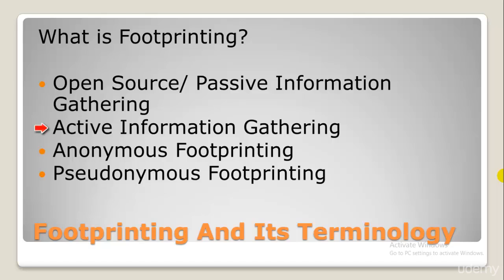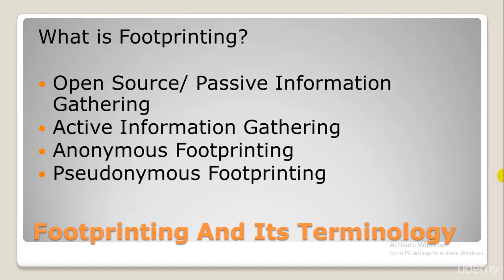After that, we have active information gathering. In this process, attackers mainly focus on the employees of the target organization. Attackers try to extract information from the employees by conducting social engineering on site visits, interviews, or questionnaires, something similar to that. After that, we have anonymous footprinting. This refers to the process of collecting information from sources anonymously so that your efforts cannot be traced. At this point, people normally use Tor browsers, which are mostly famous for anonymous web browsing.